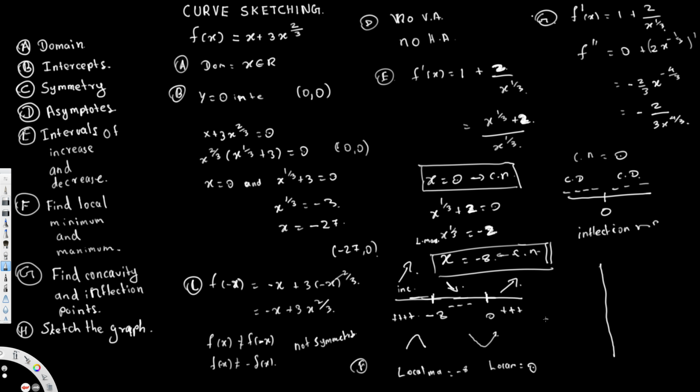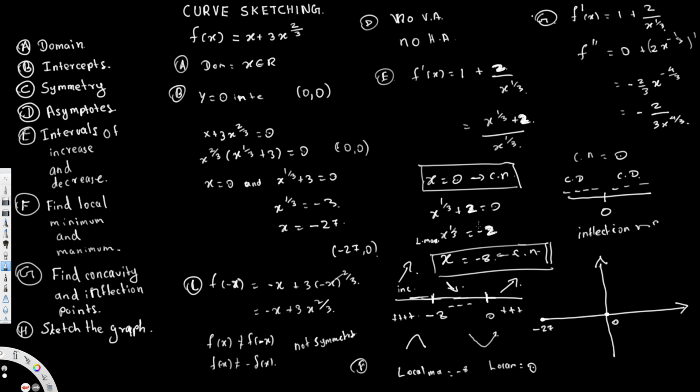So let's do this one. Okay, so first of all, the domain is all real numbers, and we have an intercept at y equal to 0, which is 0, 0. So this is our intercept right here. Also, when x is equal to -27, y is equal to 0. So -27 is somewhere here. Let's say -27, and this is 0. Then this is not symmetrical, so we don't have to worry about it. No vertical asymptote, no horizontal asymptote.